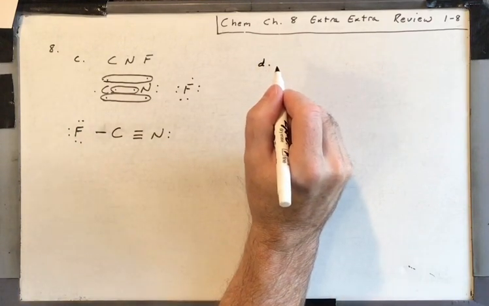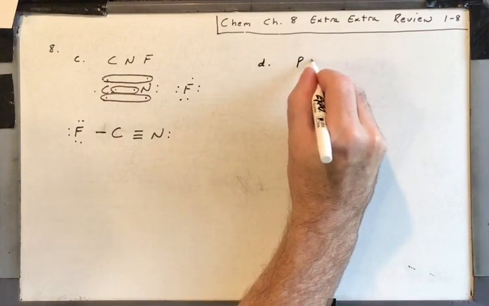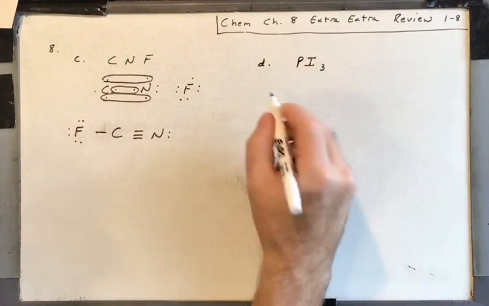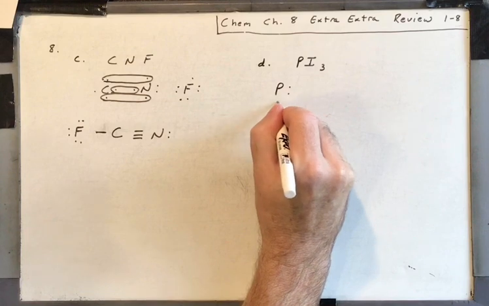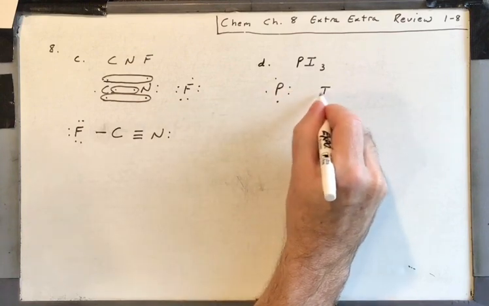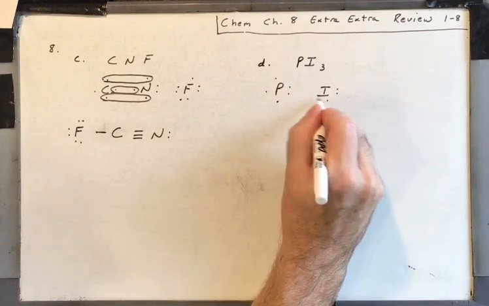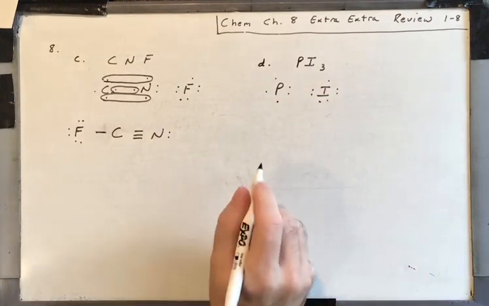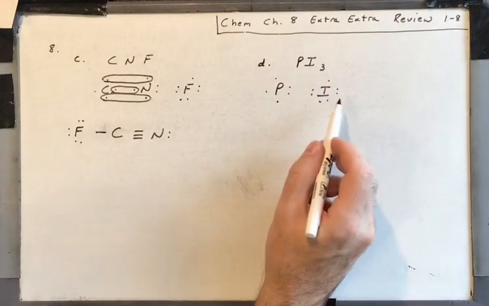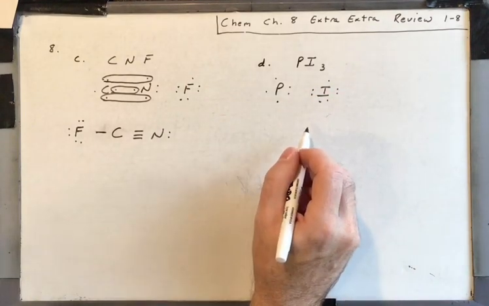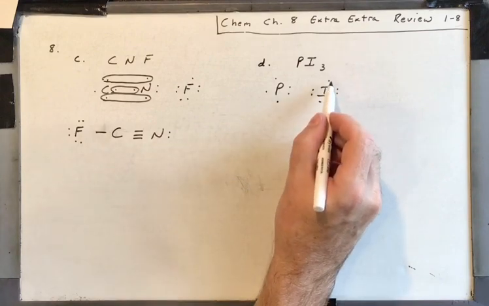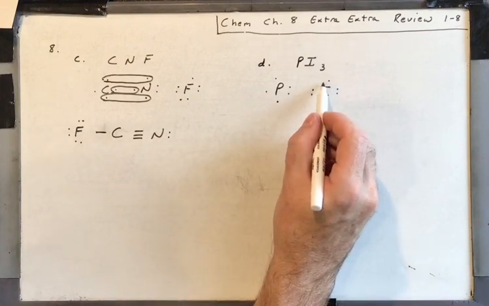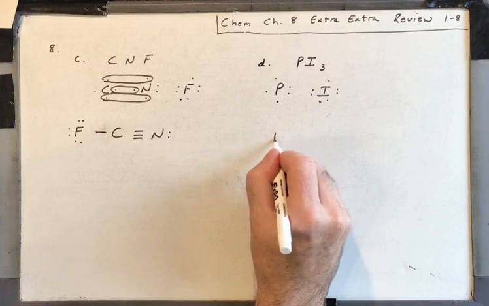All right, the last one is PI3. Phosphorus in column 5. There's 3 iodines in column 7. I just find them on the periodic table. I've kind of learned them over the years. So what kind of bond can iodine take? Well, it just has 1 open slot, so a single bond.